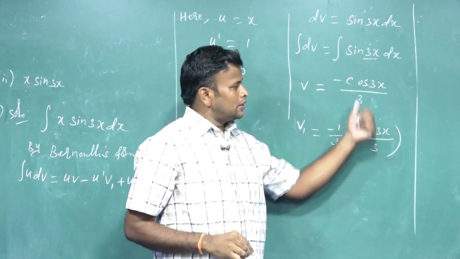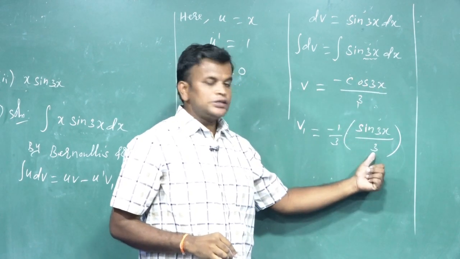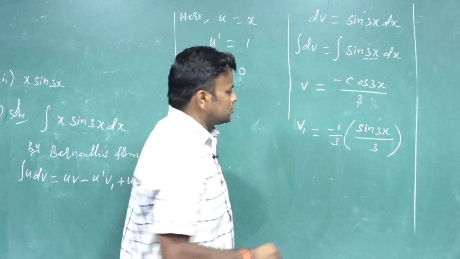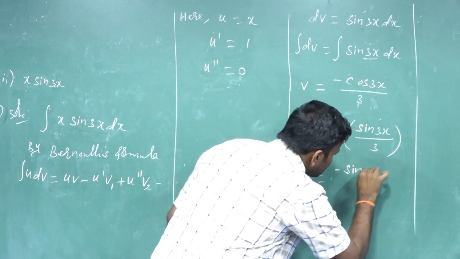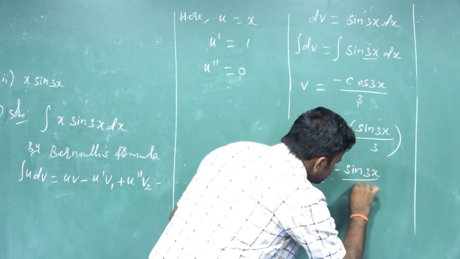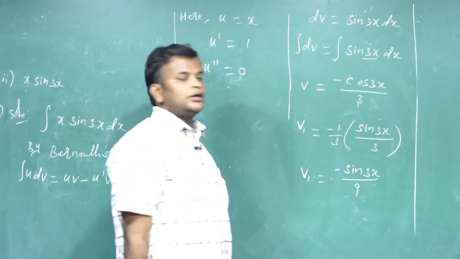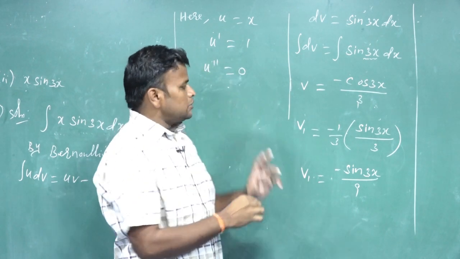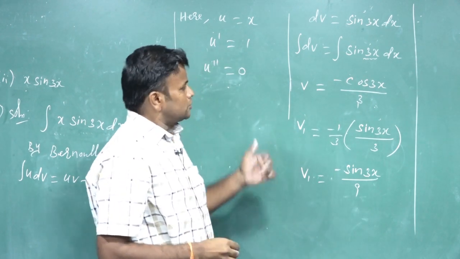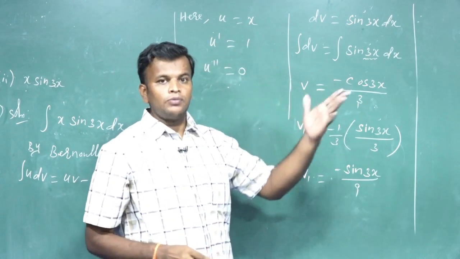Integrating cos is sine, a composite function. 3x with respect to x is 3. We put the answer in the denominator. So the value of v1 is minus sin 3x by 3 into 3, that is 9. Here also I find up to v1 because the u double dash value vanishes, it is 0. Next we substitute all these values in the formula.